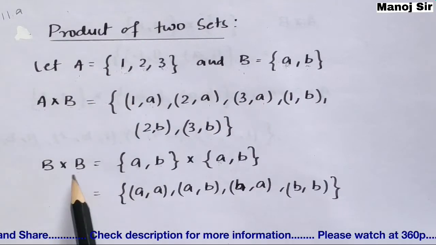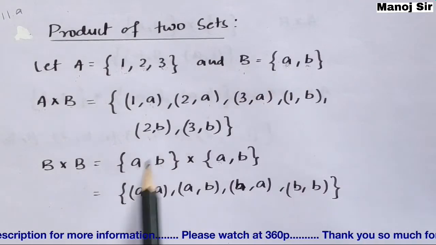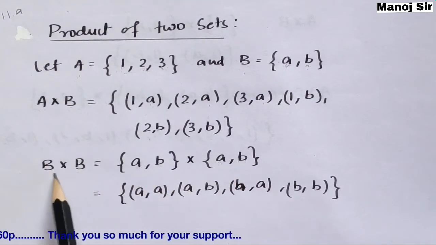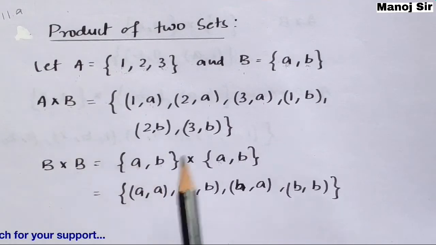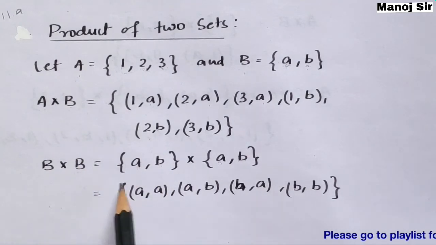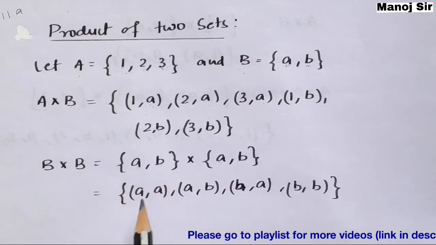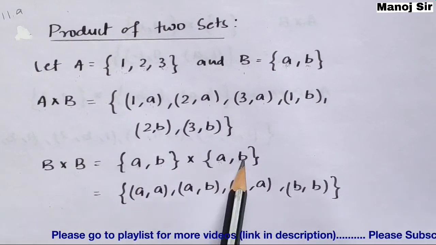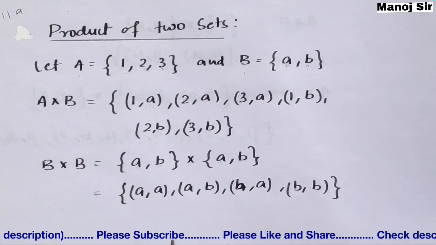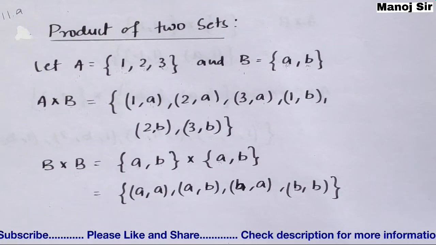Let's suppose here we are finding B into B, then {a, b} into {a, b} in curly brackets, because both are sets. Now B into B is also a set, so all the ordered pairs are written in curly brackets, that is a comma a, a comma b, b comma a, b comma b. Now after this we will solve one problem.